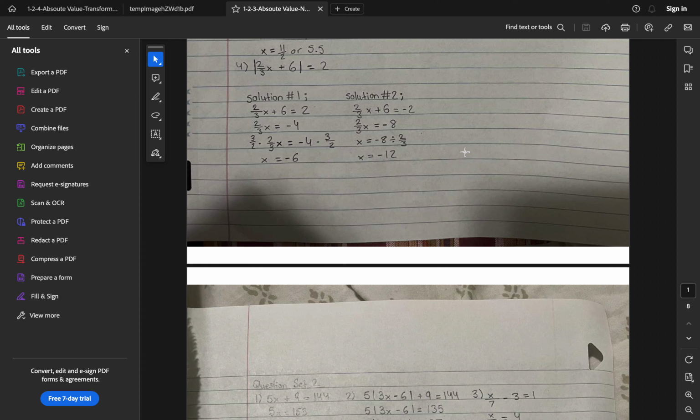Solution number 2. We have 2 over 3x plus 6 is equivalent to negative 2. Now 2 over 3x, we rearrange so it becomes equal to negative 8. Isolate for x, which becomes x is equivalent to negative 8 divided by 2 over 3, which means x can be equivalent to negative 12 as well.